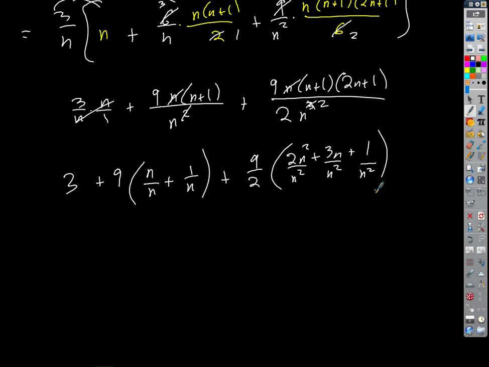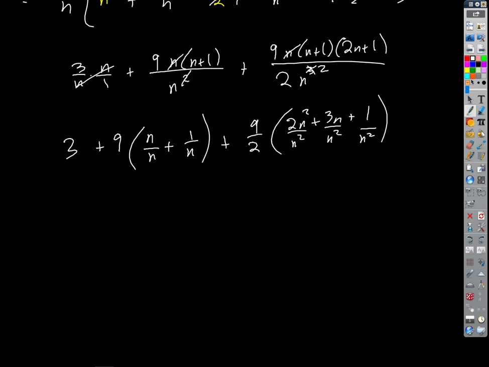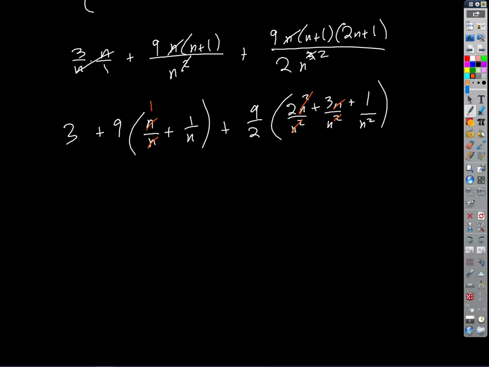Now we can simplify some of this stuff. This one becomes, the n squareds cancel. Here I'm going to cancel an n. There they cancel and become 1. So now let's just add up like terms. What do we get? So we get 3 plus, if I distribute, 3 plus 9 over n, plus, if I distribute here, I'm going to get 9 plus 27 over 2n.